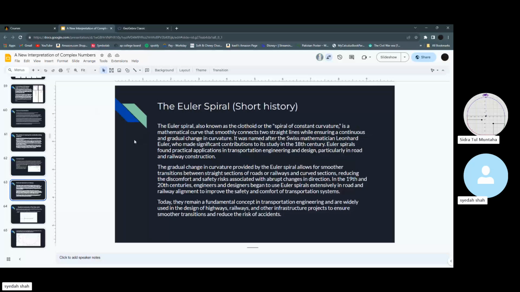In the 19th and 20th centuries, engineers and designers began to use the Euler spirals extensively in road and railway alignment to improve the safety and comfort of transportation systems. Today, they remain a fundamental concept in transportation engineering and are widely used in the design of highways, railways, and other infrastructure projects to ensure smoother transitions and reduce the risk of accidents.